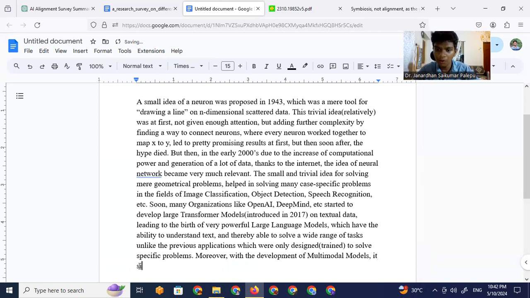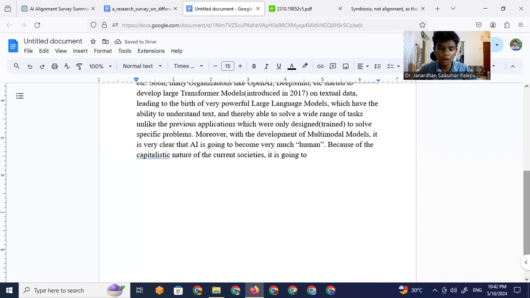It is very clear, for more AI multimodal models, that AI is going to become very much human, and because of the capitalistic nature of the current societies, it is going to be integrated into a lot of industries.